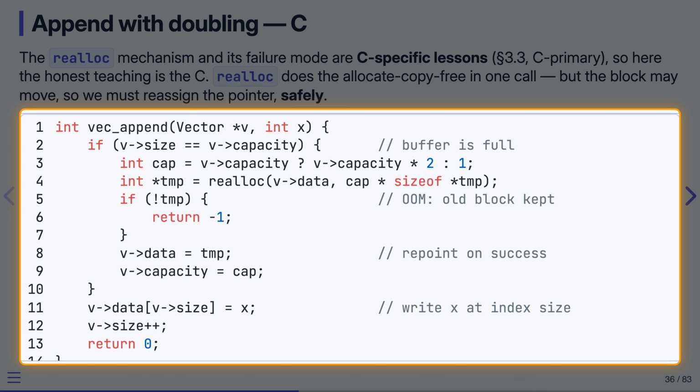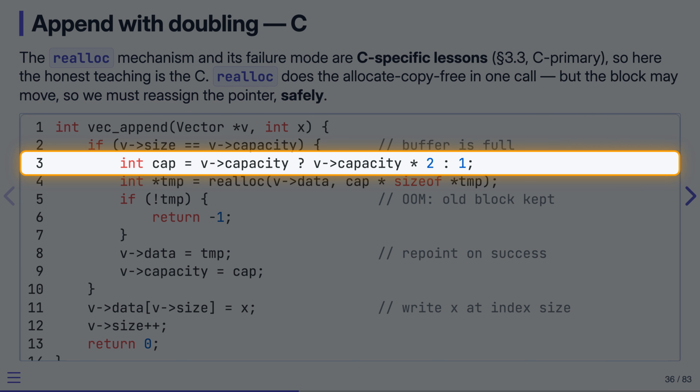Now let's see the real C. The key tool is realloc. It does 3 jobs in one call. It allocates a bigger block, copies the old elements over, and frees the old block. But the block may move, so we must be careful. First, we pick the new capacity. If the old capacity is not 0, we make it capacity times 2. That is doubling. If the array is brand new and capacity is 0, we start with 1.